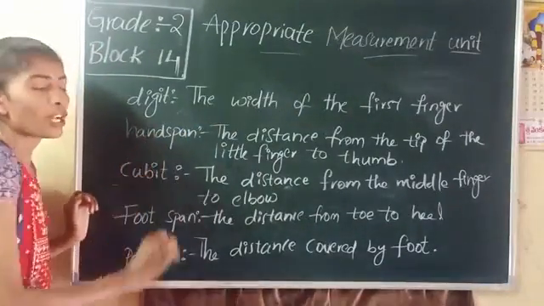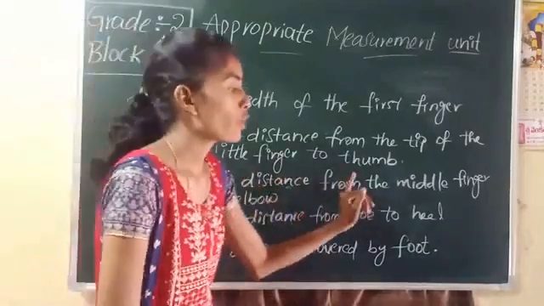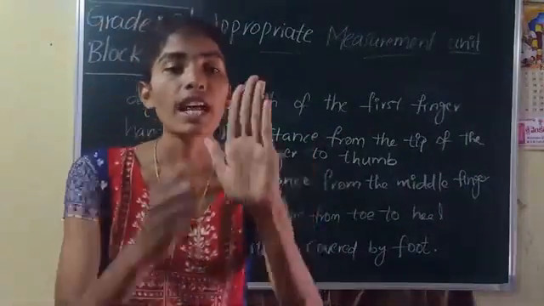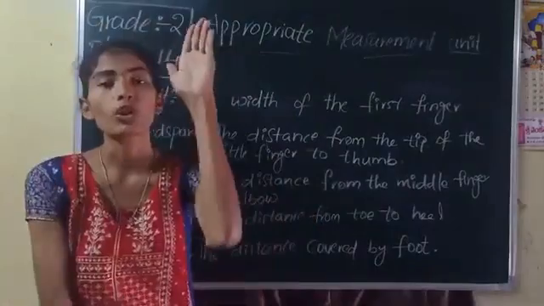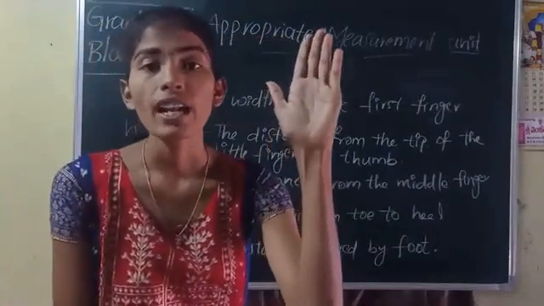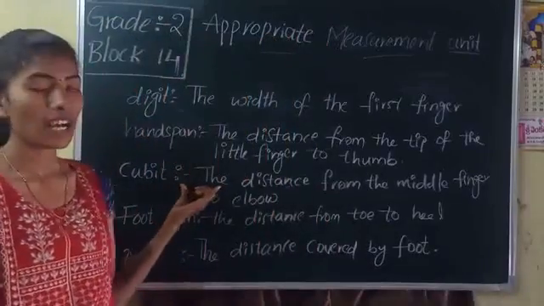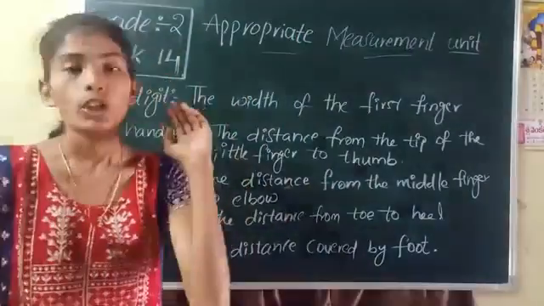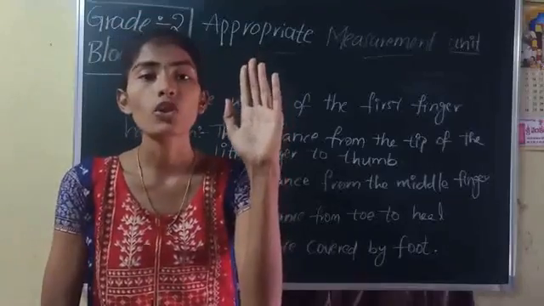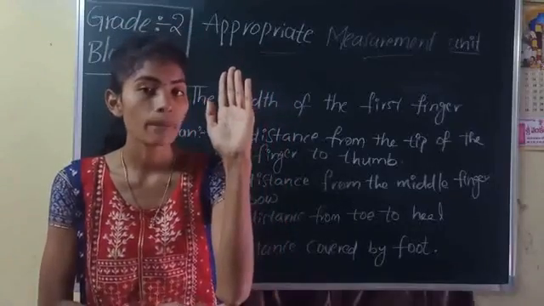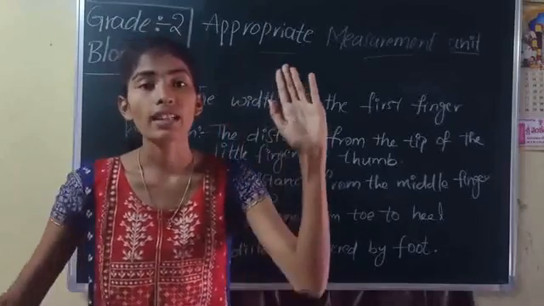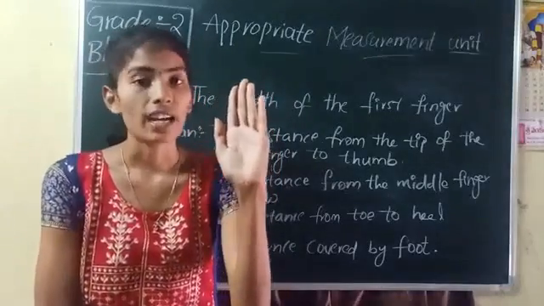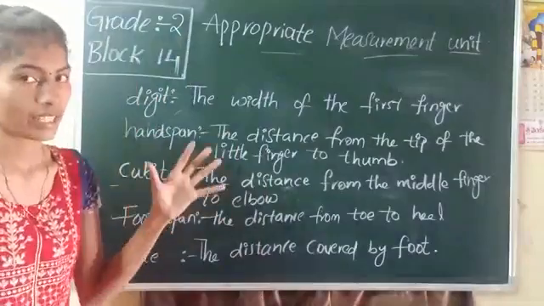Next, cubit. Cubit means what? The distance from the middle finger to the elbow. So where is your middle finger, children? The distance from the middle finger to the elbow is called cubit. For what can you use cubit, children? If you have longer things, you can use your cubit to measure, like flower garlands and things like that.